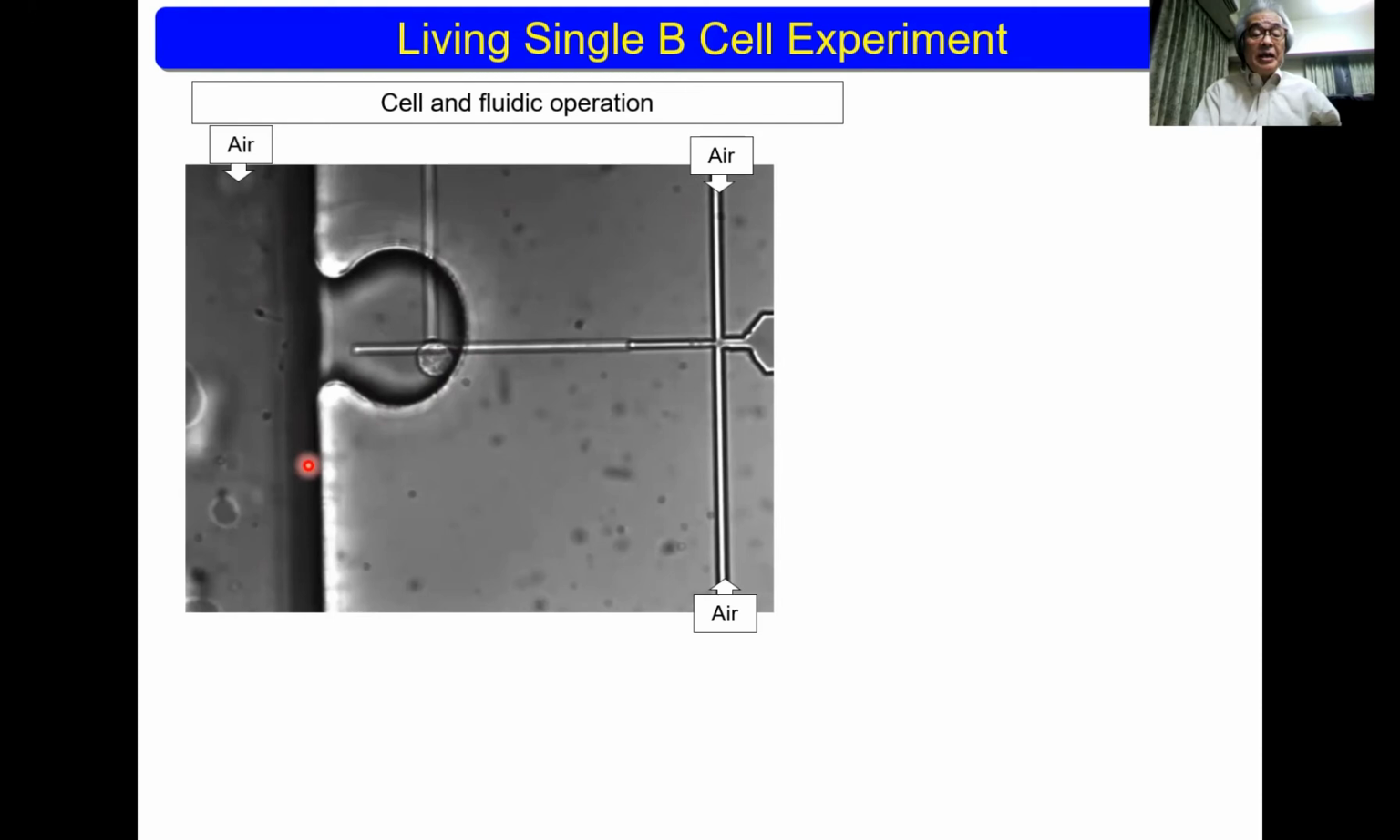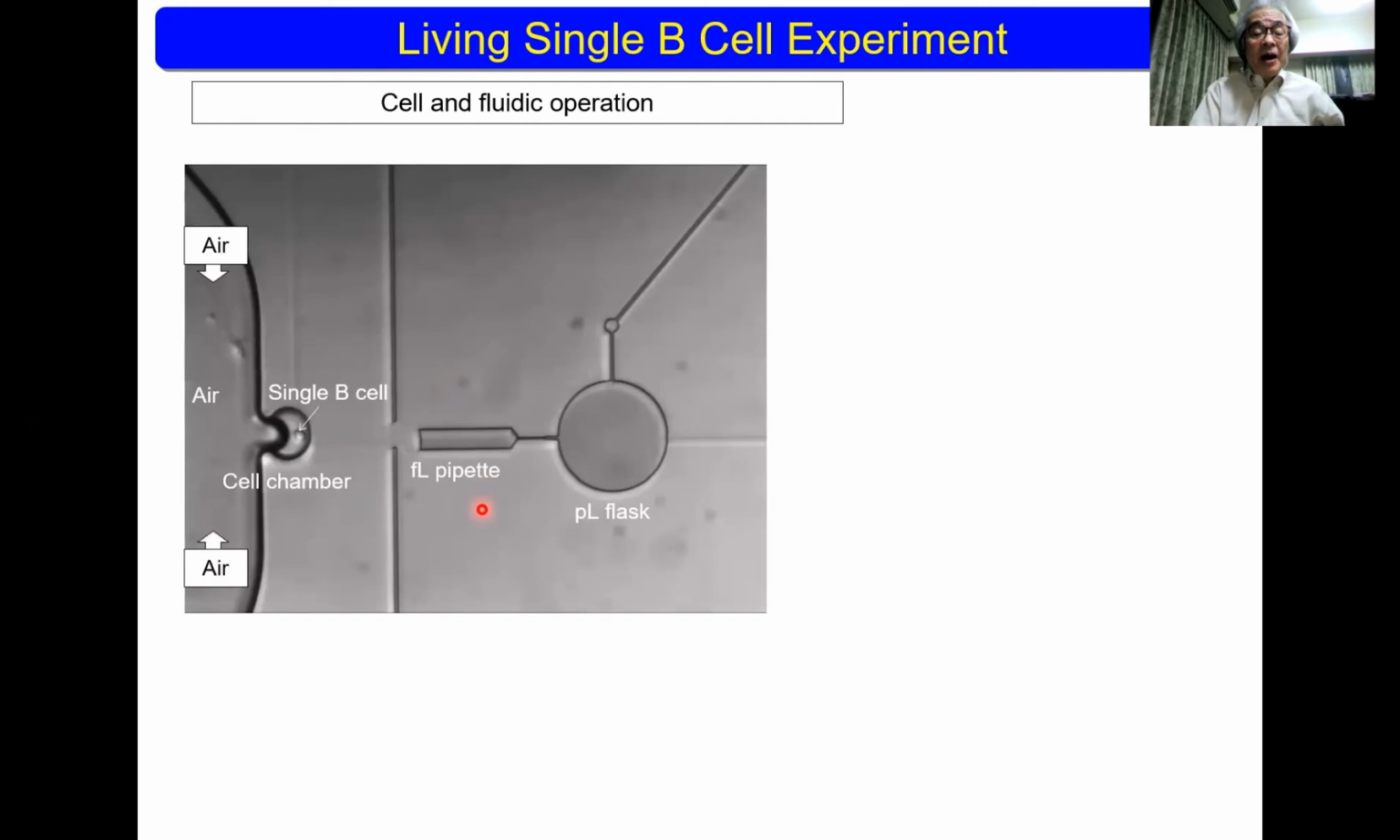like this way, and then that free interface can be maintained because the surface tension is much larger than gravity, so that we can keep it for 6 hours. The single target cell emits cytokine, and after that we collect the sample by femtoliter pipette like this way, and the volume is 800 femtoliter.